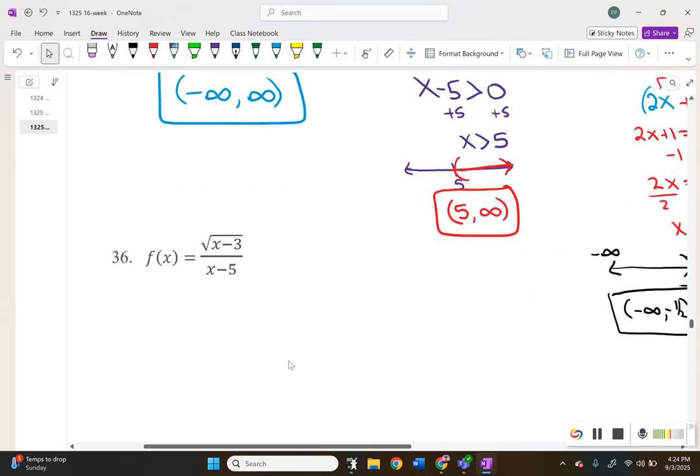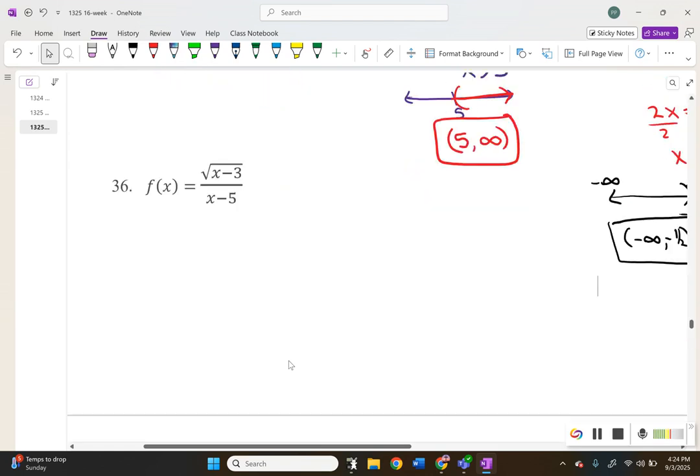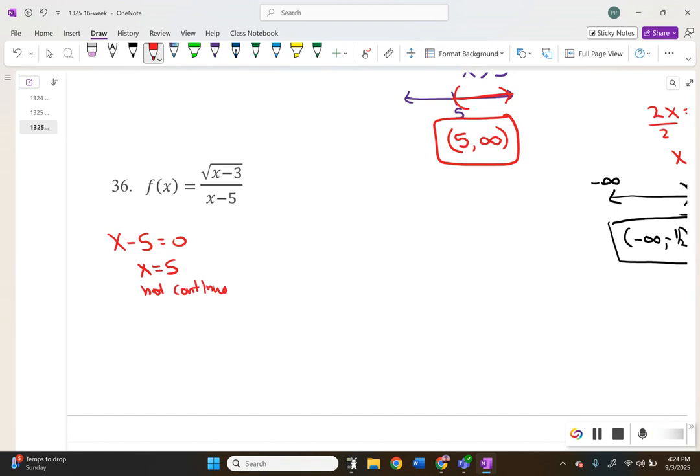Number 36. Number 36 has two of the three issues. It does not have a logarithm, but it does have an even-rooted radical and a denominator. So for the denominator, x minus 5 equals 0 whenever x equals 5. So that is one place where this function is not continuous.